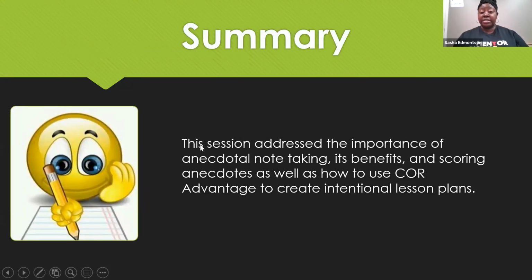So, in summary, the session has addressed the importance of anecdotal note taking, its benefits, and scoring anecdotal notes, as well as how to use COR to create intentional lesson plans for your classroom.